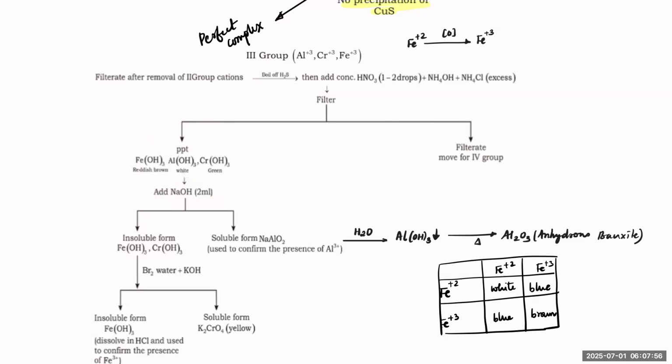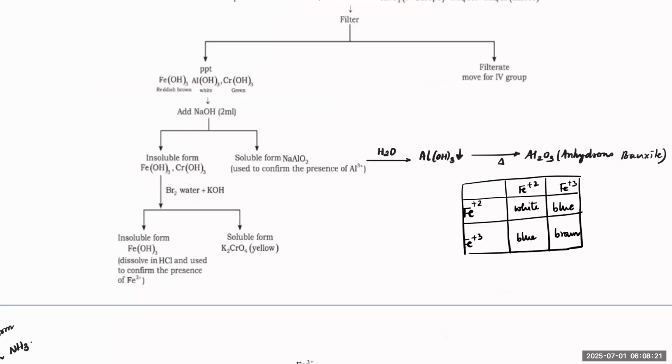If the precipitate remains insoluble, it has to be either ferric hydroxide or chromium hydroxide. And if there is a complex forming and it is in a soluble form, that has to be aluminum. So NaAlO2 is a soluble form here. Got it? And this is a confirmation for the presence of Al+3.